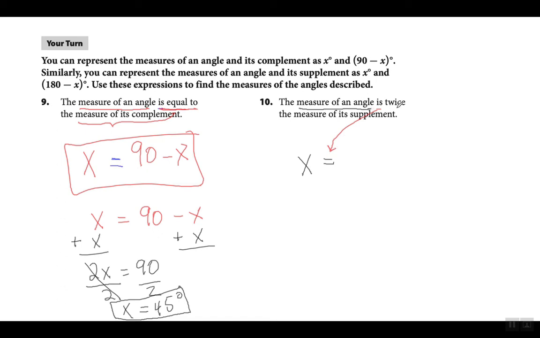Is twice. What does twice mean? If somebody has $10 and you have twice that amount, you have $20. Twice means you multiply by 2. Alright, so twice means you're going to multiply something by 2. Okay? Twice the... Let me change colors here.